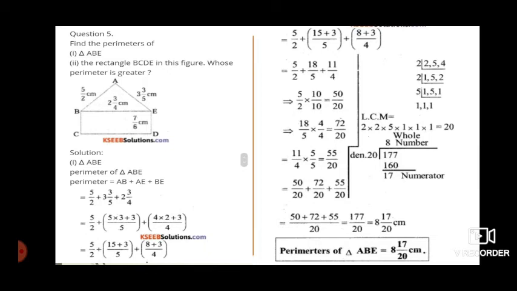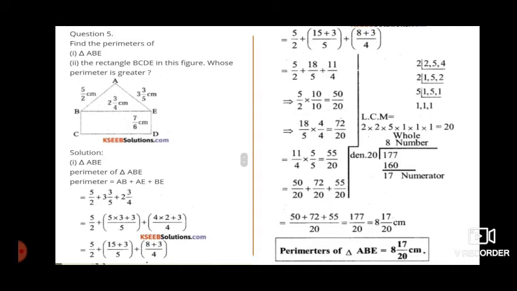Here they are saying, find the perimeter of triangle ADE and the rectangle BCDE in this figure. Whose perimeter is greater? Now, children, your task is this: I am going to find out the perimeter of the triangle. I am not going to find out the perimeter of the rectangle, I just did that now.